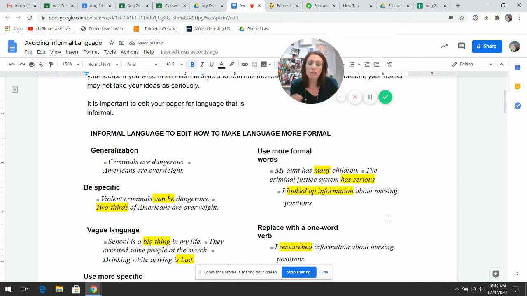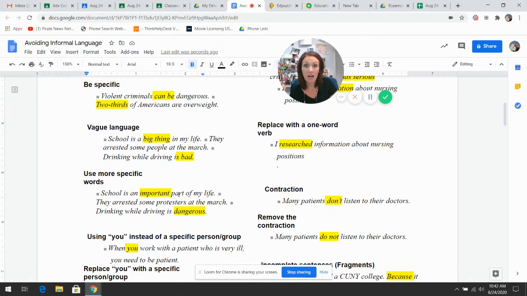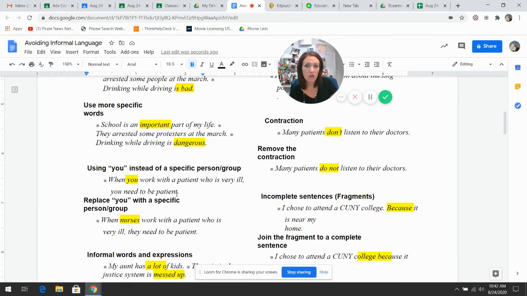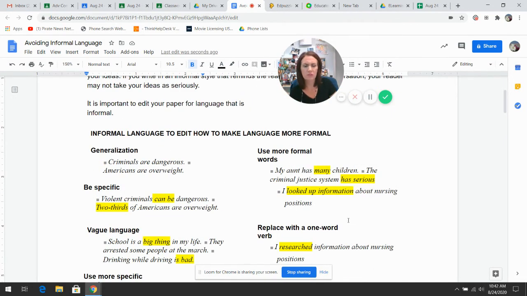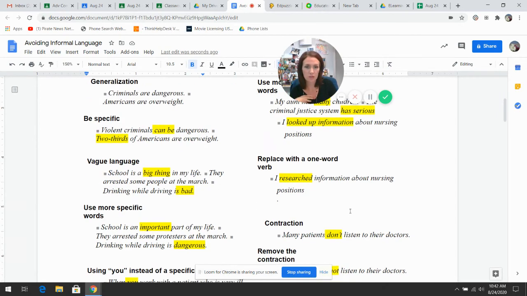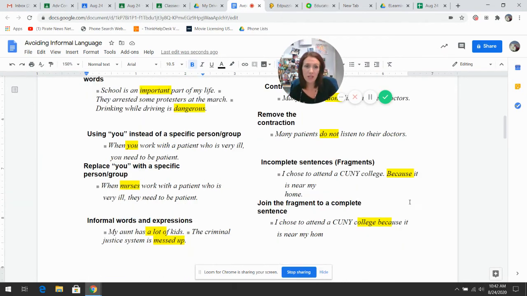So, let me review. Generalizations are not good. You can't clump everybody in one category. Avoid vague language like bad, big, a lot of. Use specific words. Avoid you. It's never you, or it's not every you that reads, if that makes sense. Watch colloquialisms. You don't say a lot of kids in my class, the messed up system, and then we came up here to like, I looked up all this information. This kind of colloquialness needs to come out in your word choice. Last, contractions: it's just personal preference, although I say don't use them, and be careful of fragments.